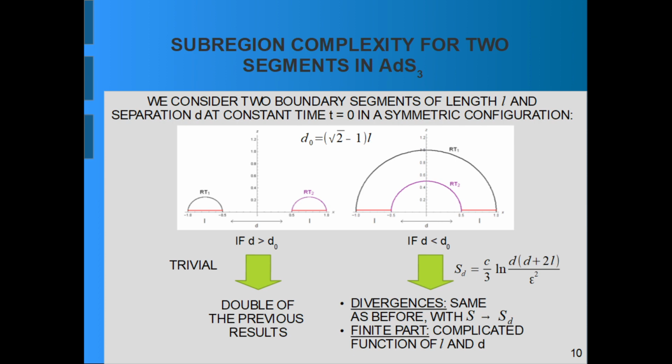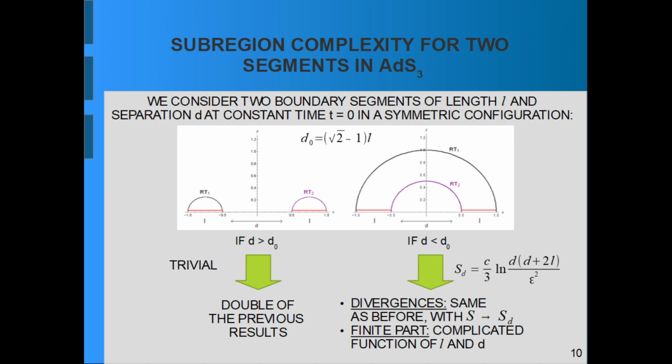Given this elegant structure, it is interesting to test if it survives to more complicated subregions. The easiest option is to consider two subregions on the boundary of equal length L and distance d. According to the values of L and d, we have two possible configurations for the Ryu-Takayanagi surface, and we have to choose the shortest one. So, if d is greater than a critical distance d0 proportional to the length L of the segments, we trivially have two replicas of the one segment geometry. So, to get both the action and the spacetime volume, we can trivially double the previous results.